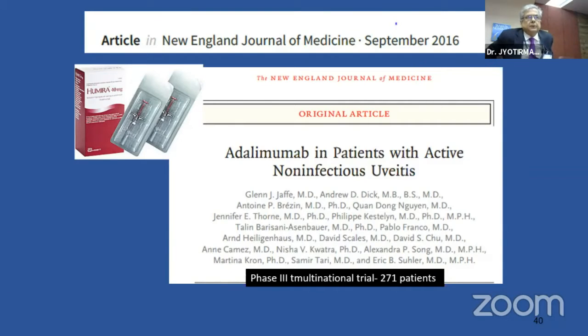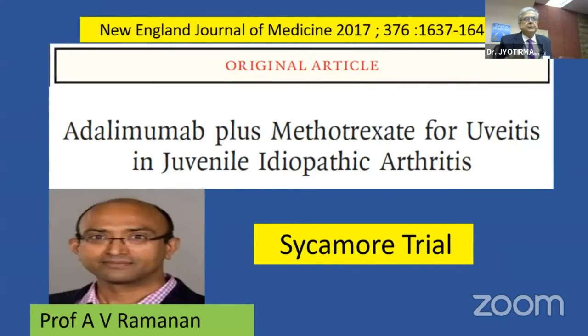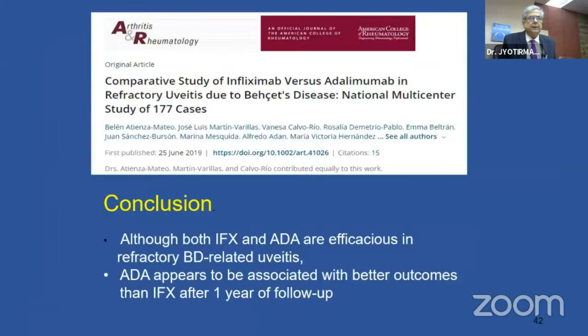So adalimumab was found in a phase 3 multinational trial to be quite safe and effective, and is particularly the drug of choice in juvenile idiopathic arthritis with methotrexate, and if the children are not responding to methotrexate. In a comparative study in Behçet's disease, both were found to be equally effective, but on long-term follow-up adalimumab was found to have a better outcome.